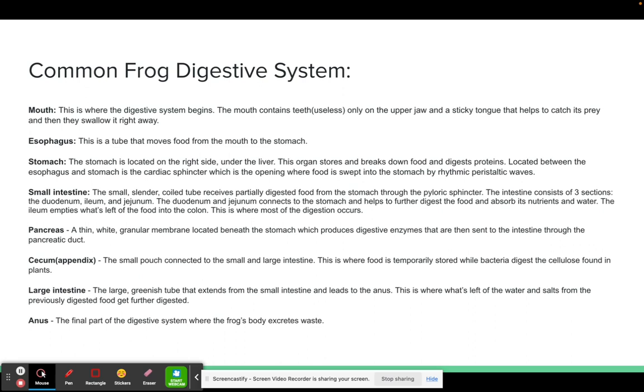As well as for the esophagus, frogs do not have a diaphragm. And so the esophagus is just a tube that moves the food from the mouth to the stomach, but there's no diaphragm surrounding it.